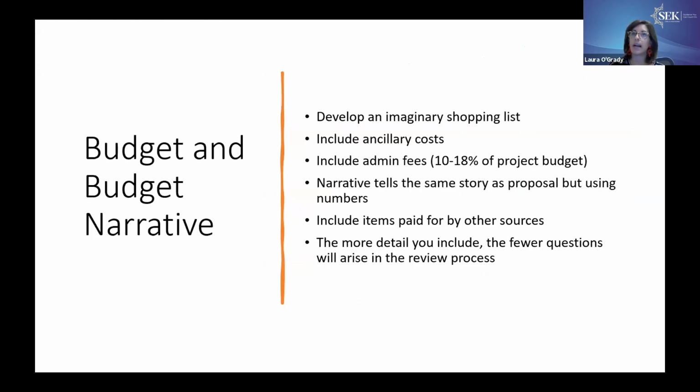In the budget and the budget narrative, which again, they will most definitely ask for, you should develop an imaginary shopping list. You should certainly include ancillary costs in your budget. Ancillary costs can include salaries, consultant fees, office space, postage, travel, insurance, and publicity. Include administrative fees, typically between 10 to 18% of a project budget. Often nonprofits undercut themselves on this, so include your admin fees. It's totally expected. The budget narrative should tell the same story as your proposal, but using numbers.